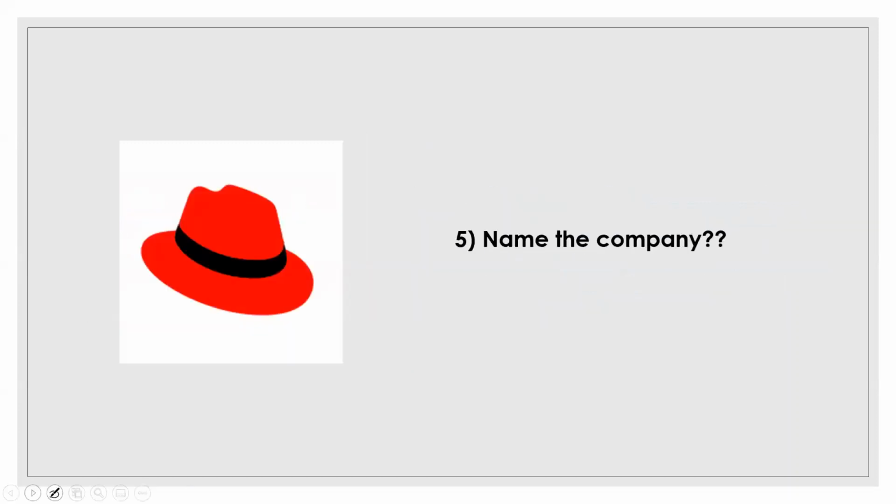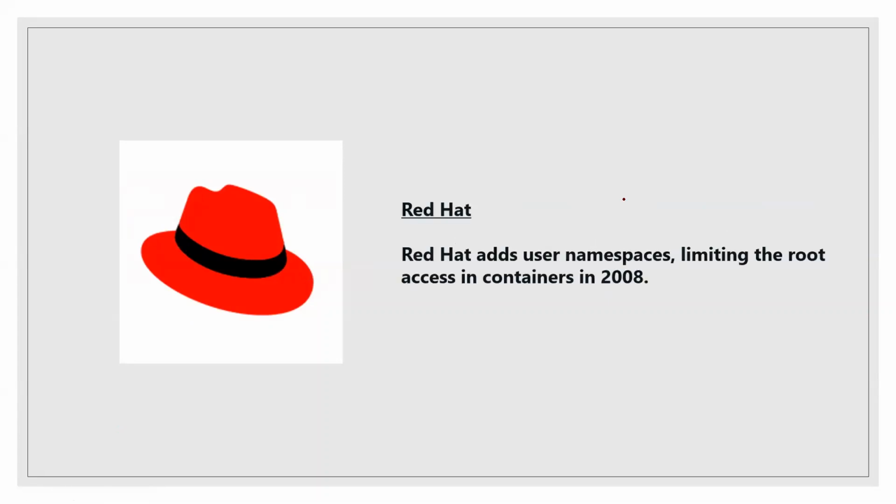The next company which was a part of it, I don't have an MCQ for this, but let me see who can get it. Name the company. Yeah, it's pretty easy, right? I think Muralidhara got it right. It's Red Hat. So Red Hat added user namespaces, limiting the root access in containers in 2008, after the process containers that they had introduced.